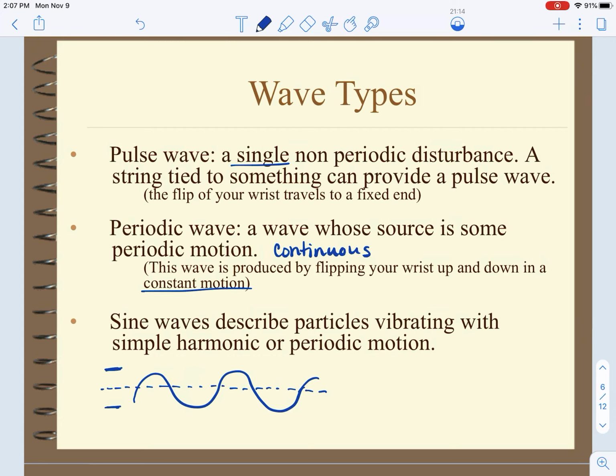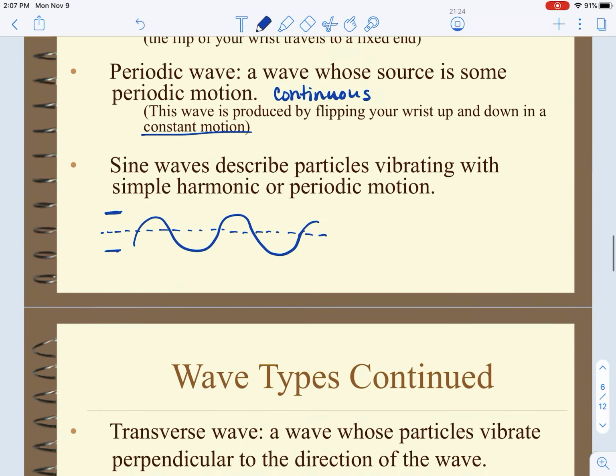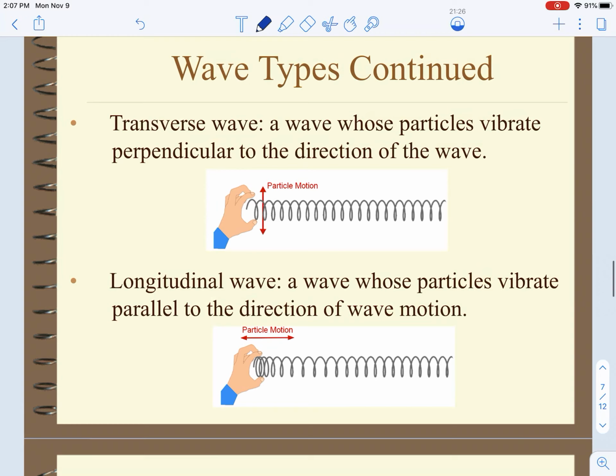Okay, so as we mentioned before with the oscillating pendulum, with the oscillating springs, it moves the same distance on both sides of equilibrium. For our sine graph, we would see the same displacement on both the positive y and the negative y side. All right, there are some shapes that you need to know for waves here.